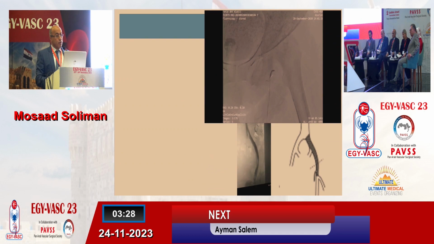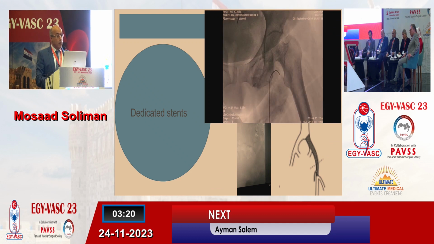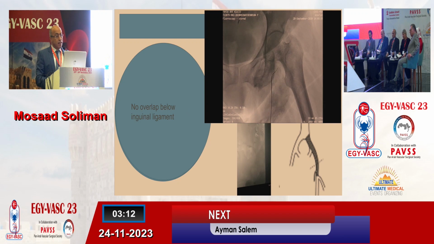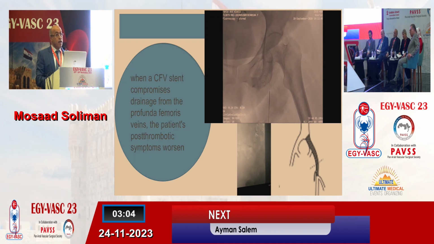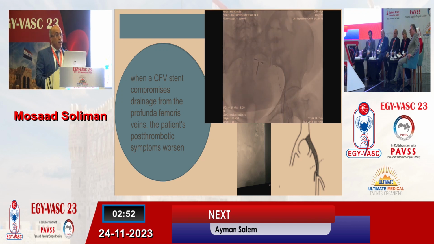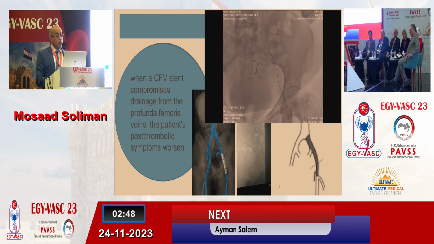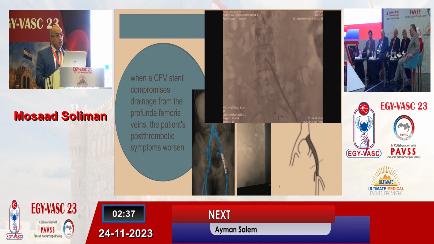Looking at the extension of the process towards the common femoral vein, there are certain points that should be emphasized. First, we should use a dedicated stent in the case of involvement of the common femoral vein. We should not extend our overlap below the inguinal ligament, as there is a high risk of stent occlusion when we extend below it. We should not encroach toward the deep femoral vein because this may jeopardize the PTS symptoms, and we have to exert the highest effort toward crossing the common femoral vein by different kinds of CTO techniques and extending our process more proximally toward the IVC.